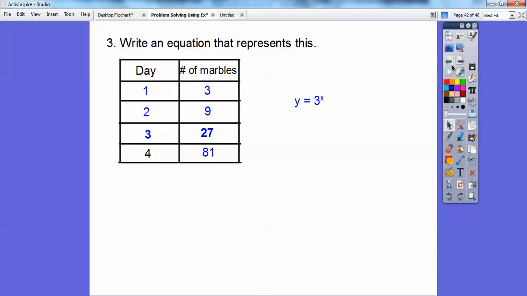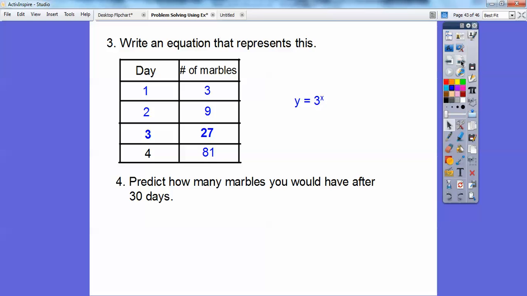And probably you haven't seen this stuff yet. So predict how many marbles you'll have after 30 days. All right, well, it's going to be 3 to the 30th, you guys. Well, 3 to the 30th is so big. You guys, I would not want to punish you with that. You can just leave it as 3 to the 30th.